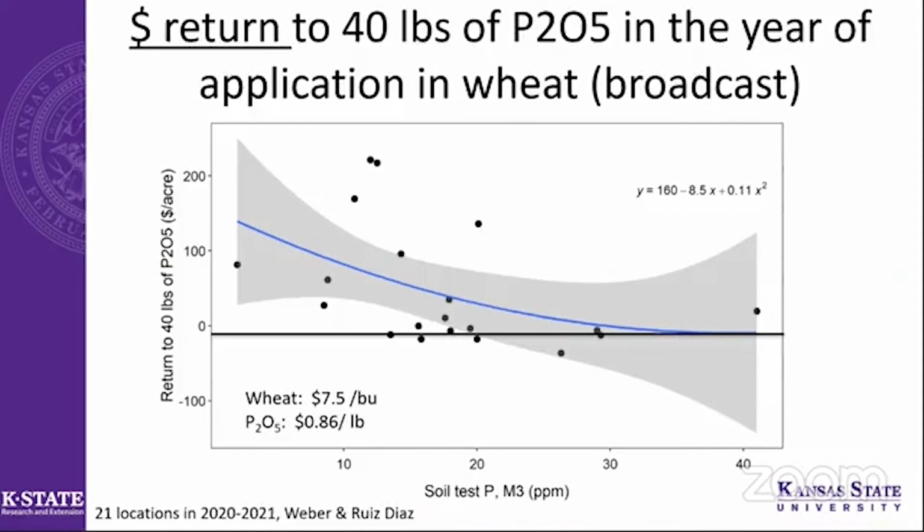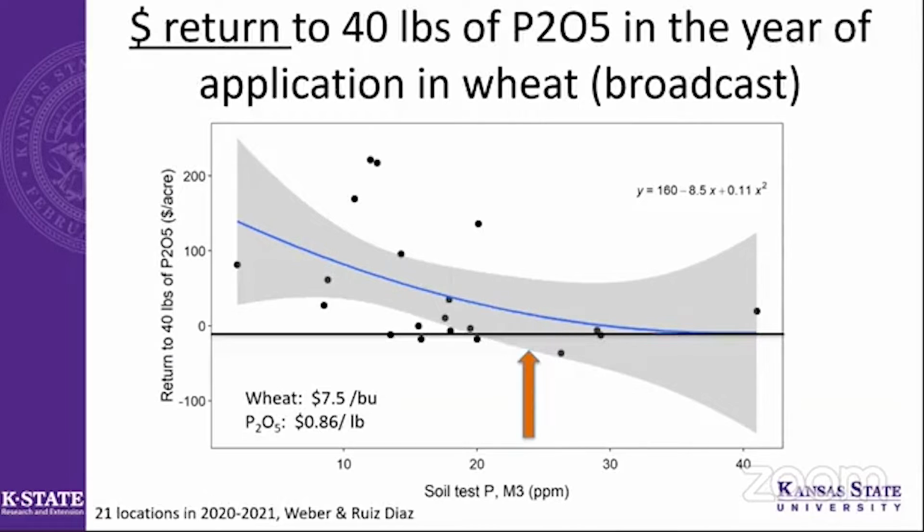Okay, so the same type of data, and this is using 21 sites. This is for wheat, and I use the same type of calculation. This is using 40 pounds of P2O5, broadcast phosphorus in the fall for wheat, and kind of a similar situation. One thing that's very clear in this case is that the critical value is higher than corn. Now we are looking at somewhere around 25 parts per million as the break-even point for wheat.